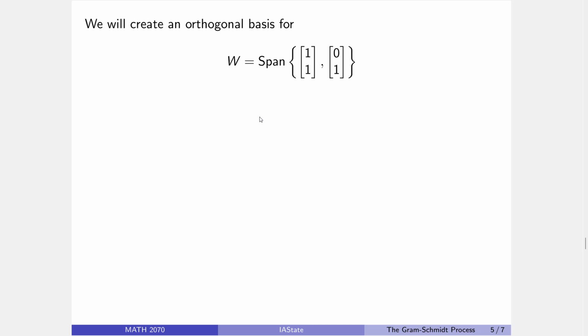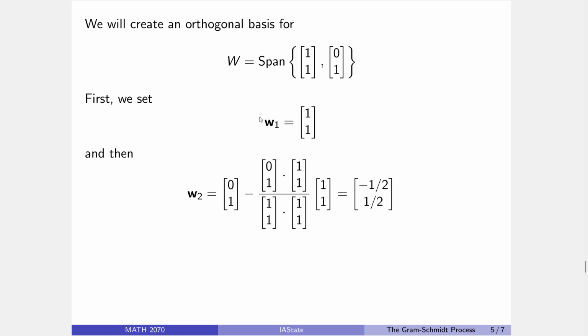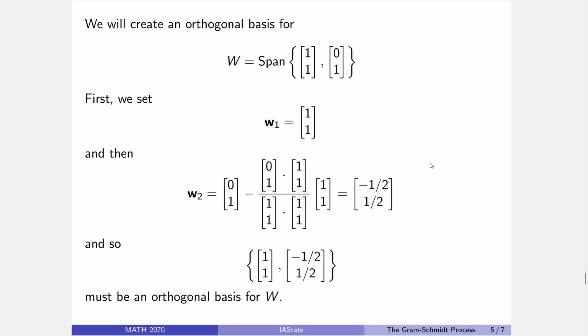Alright, so let's create an orthogonal basis for this. Note those two elements are not orthogonal. Their dot product is equal to 1, not 0. Well, W1 is always taken to be the first element, and then I can create W2 by taking my second element and subtracting its dot product with our first element, divided by the dot product of that element with itself, times that element itself. And then we get a negative 1/2, and that's got to be an orthogonal basis for W. And you can check that this indeed is orthogonal. Take the dot product, you will get 0. Hey, there we go. Sweet.